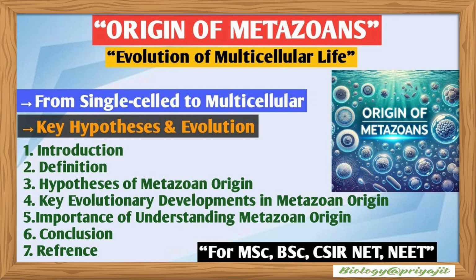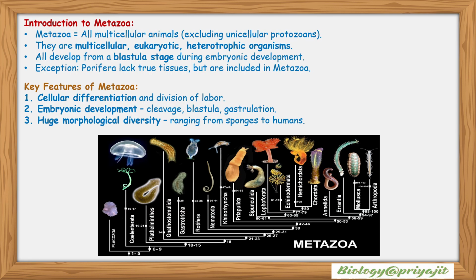So let's go step by step and make this topic simple and memorable for your exam purpose. Introduction to Metazoa. Metazoans basically include all multicellular animals, excluding the unicellular protozoans. They are multicellular, we know. They are eukaryotic, heterotrophic organisms.